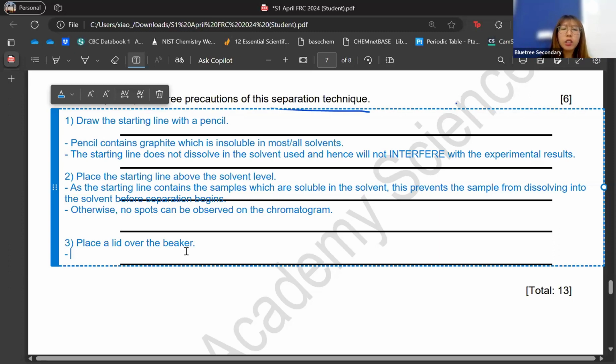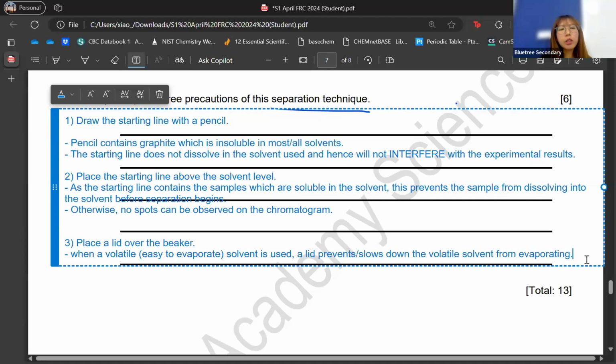Okay, so the first reason is when we use what we call a volatile solvent. Volatile shouldn't be a new word. Volatile means easy to evaporate. For example, alcohol. That's why your hand sanitizer evaporates very quickly, because it contains ethanol. So when a volatile solvent is used, a lid prevents the volatile solvent from evaporating. If you write "slows down", acceptable as well.